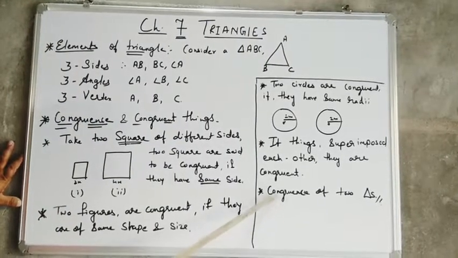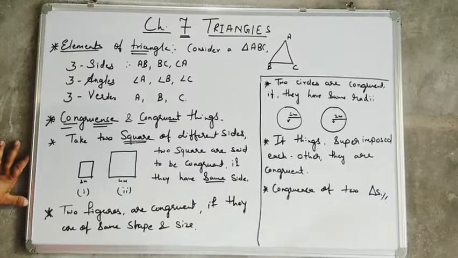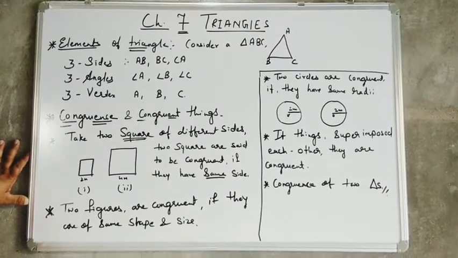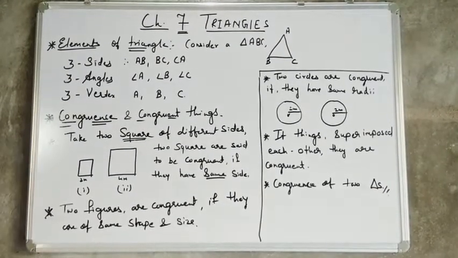Now let us go forward and deal with the congruency of two triangles. How can we say that two triangles are congruent?